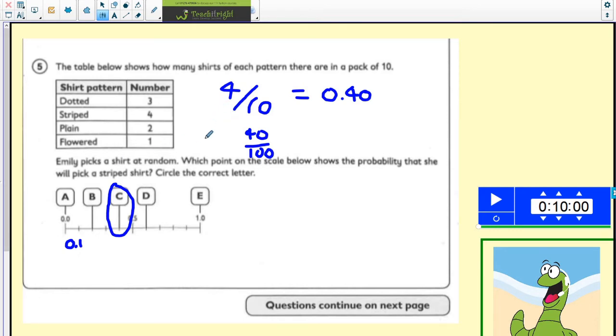Being able to convert between fractions, decimals, and percentages is a really useful skill. Could speed things up a lot.